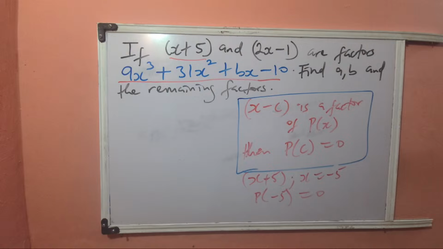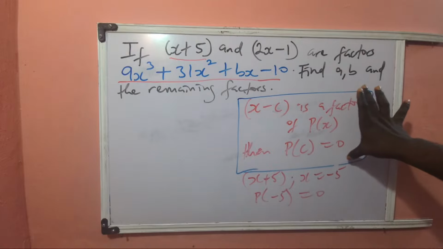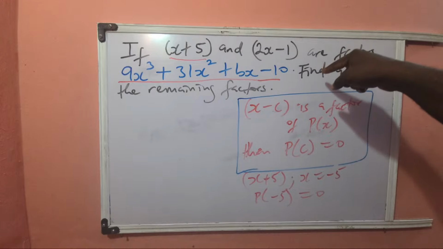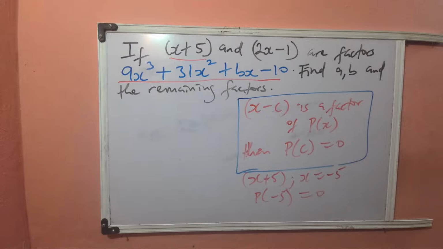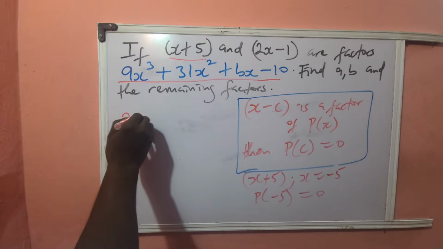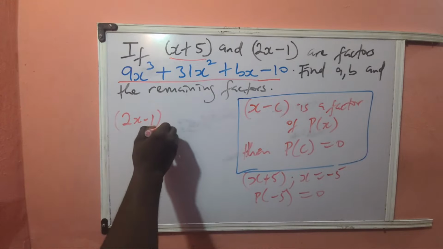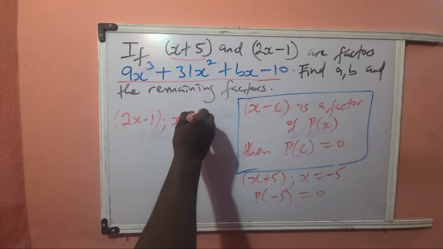If you can understand how this goes, you'll see that this factor theorem is key to solving this question. So that means, on the other hand also, if 2x minus 1 is a factor, of course, we know that x here will be equal to 1 over 2.